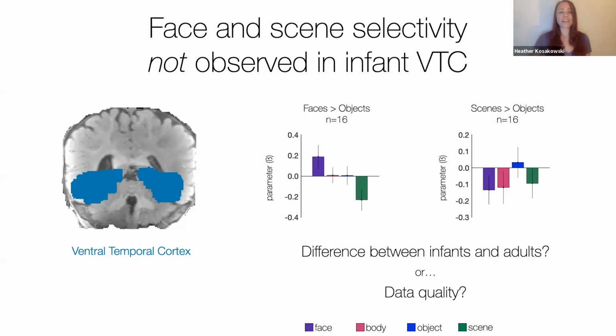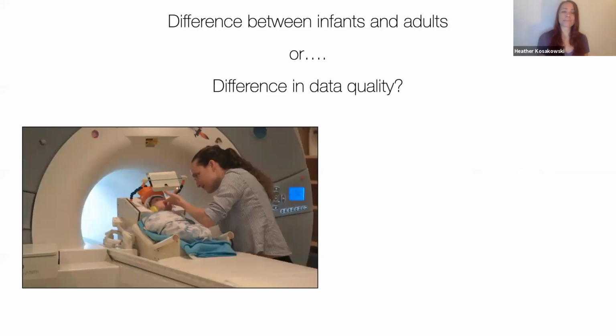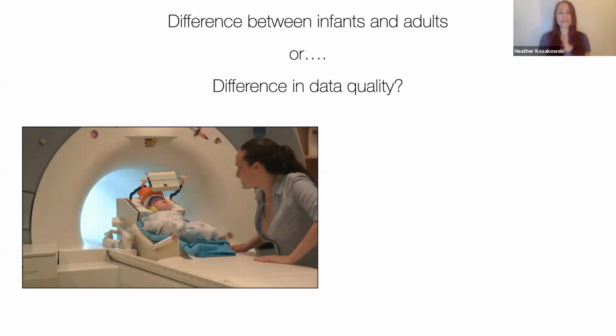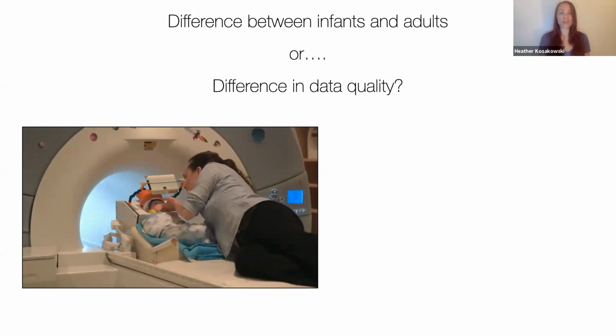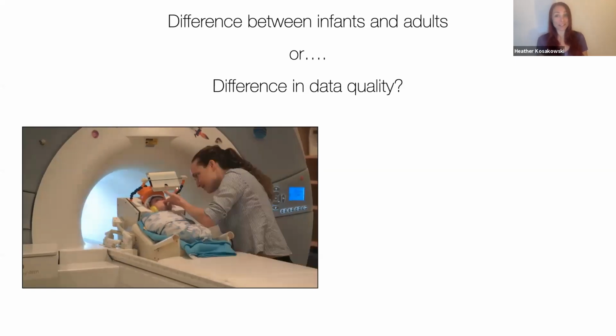Is our failure to observe a category selective response due to a true difference between infants and adults, or is it because of a difference in data quality? I'm sure you can all imagine that infants are not exactly the best subjects. They move a lot, often withdraw consent by crying, or needing food or a diaper change, or if they are happy, content, and comfortable, then they fall asleep.